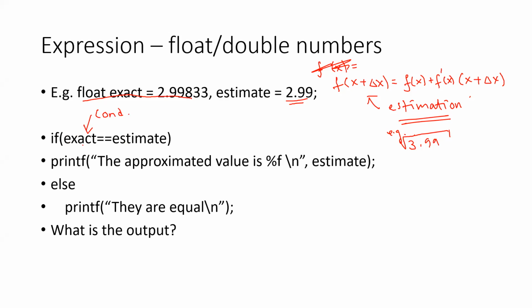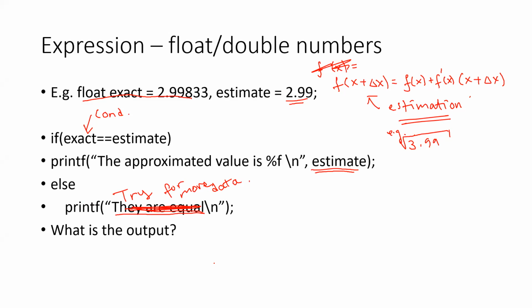If your exact value is the same as your estimated value, then you print out that the approximated value is your estimated value. This is what you calculate in your programming. Otherwise, maybe this is just an example. They are equal, or maybe because this is not the same, I can change this statement to try for more data, something like that.